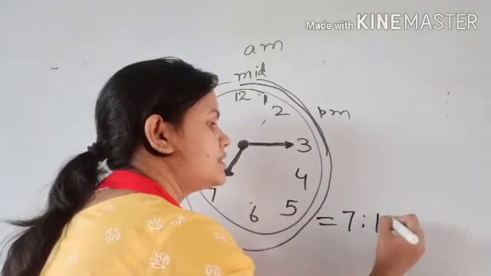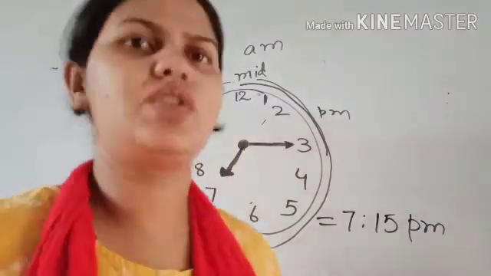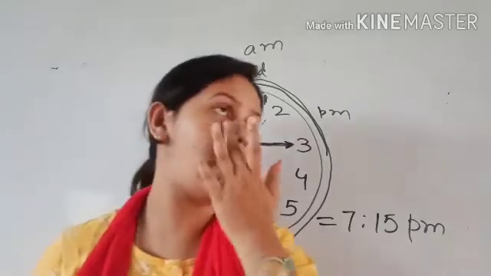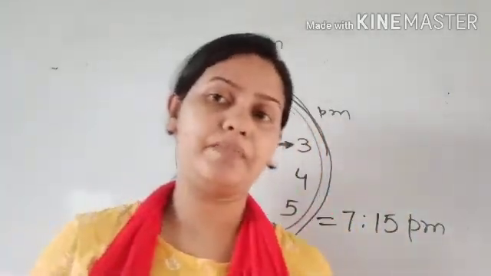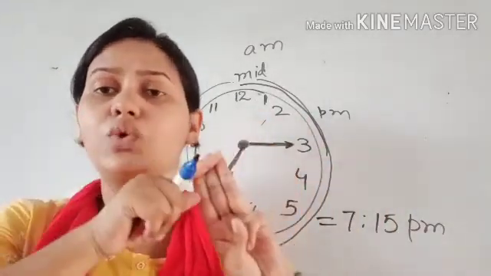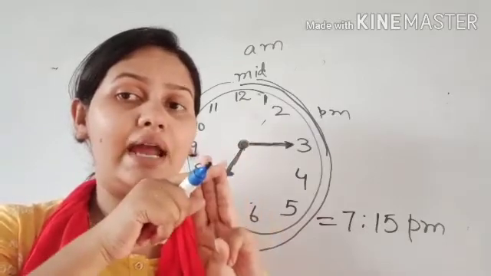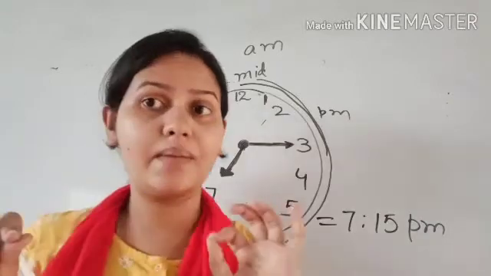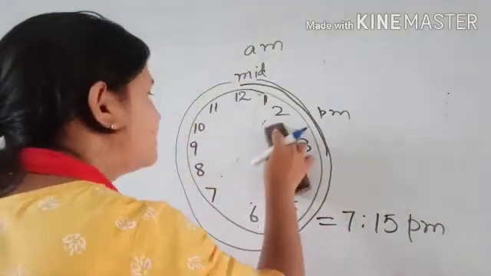So this one is PM. We always do our homework mostly in our evening session. So whenever it is afternoon or evening, we use PM. In the afternoon, in the evening, or in the night we use PM. But after 12 midnight we start to use AM. Okay, so remember this one. We have done this.